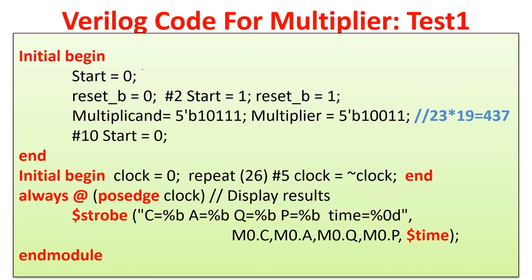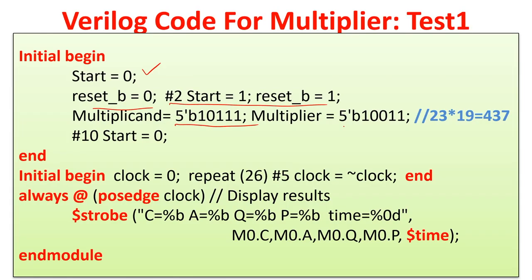Initially start is equal to 0, reset is equal to 0, and after some time reset is equal to 1. Then we put start is equal to 1 and reset is equal to 1. That means initially it will reset, and then it will make start equal to 1. Initially it will be in the idle state, and once start is equal to 1, it will go to the mul 0 state. But before going to mul 0, it executes the initializations, particularly clearing A, clearing C, and loading the multiplicand and multiplier.